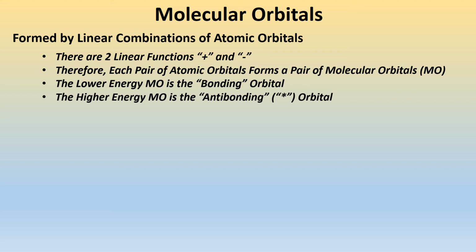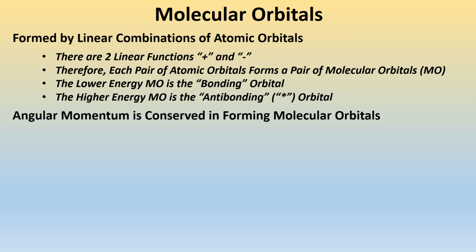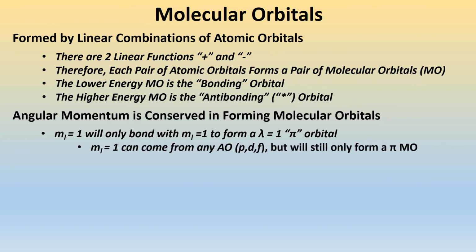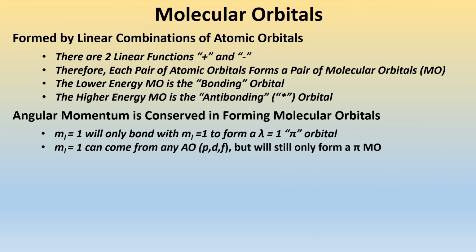Angular momentum is conserved when forming molecular orbitals. This means atomic orbitals with m sub L of 1 will only bond with other atomic orbitals of m sub L equals 1 to form what is called a lambda equals 1 pi orbital. M sub L equals 1 can come from any of the atomic orbitals. P levels, D levels, and F levels all have the value of m sub L equals 1, but these will still only form pi molecular orbitals. The z-axis, m sub L equals 0, is still used as the reference axis in the molecule.